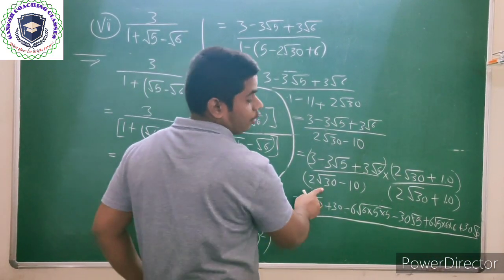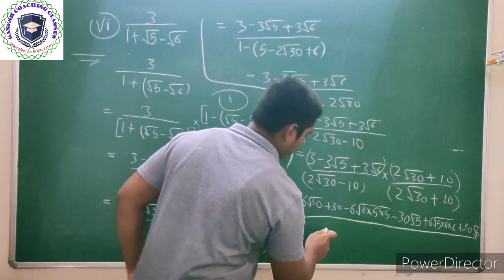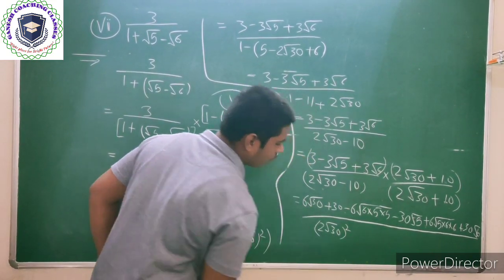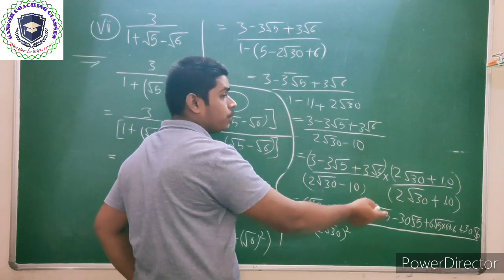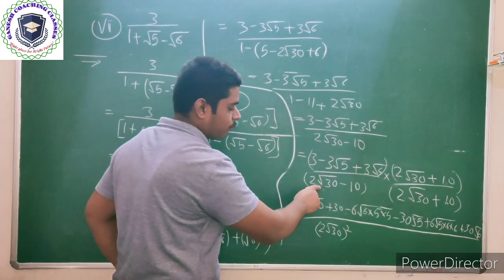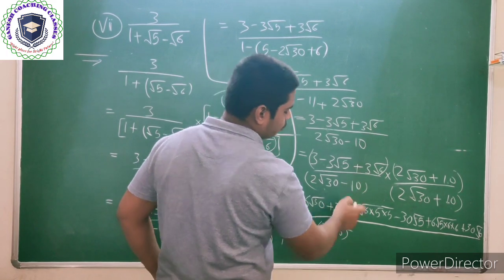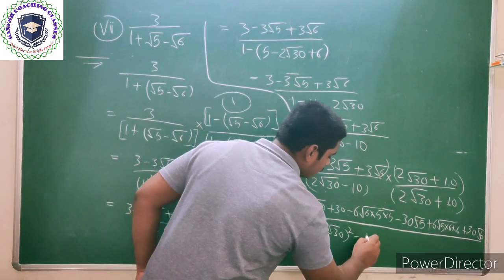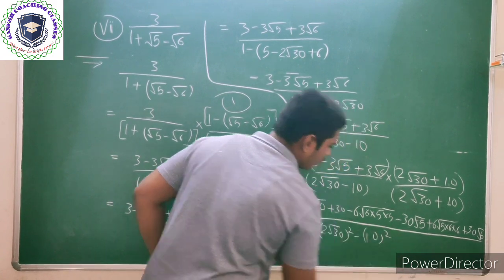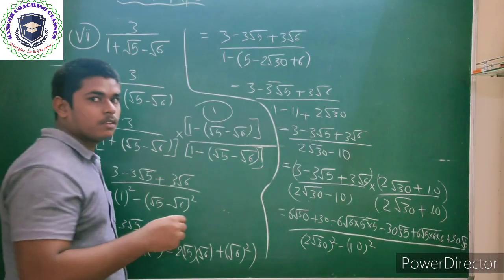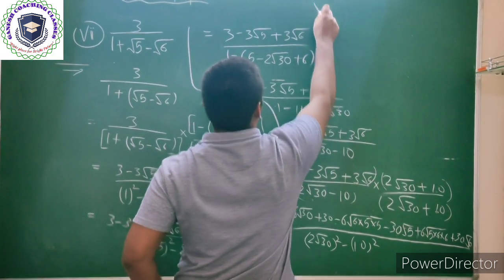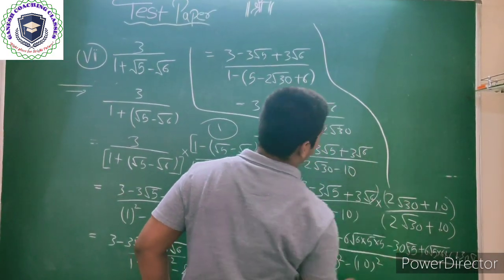Okay, so here in denominator we are getting a minus b, a plus b, so 2 root 30 the square. Okay, what is the formula of a minus b, a plus b? That is a square minus b square. A is in the place of 2 root 30 and b is in the place of 10. So 2 root 30 the whole square minus 10 the square. Okay, so here we have to simplify first the numerator. The sum is going very lengthy.